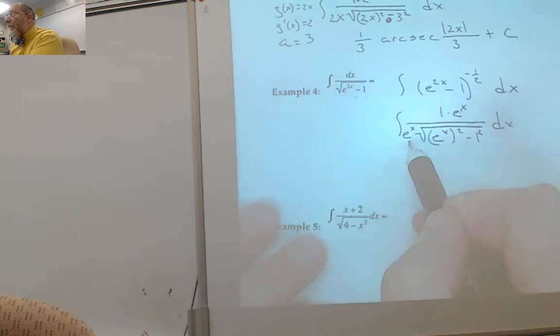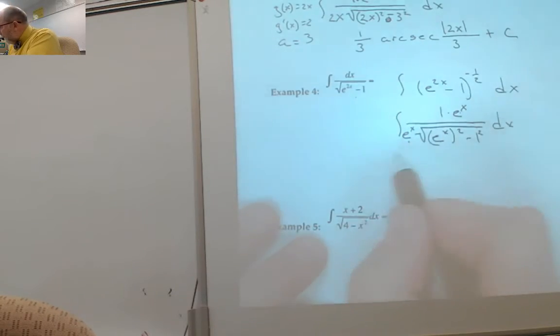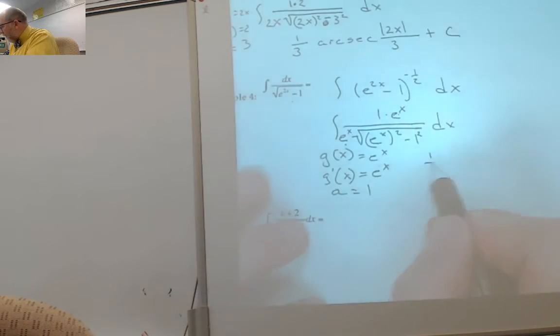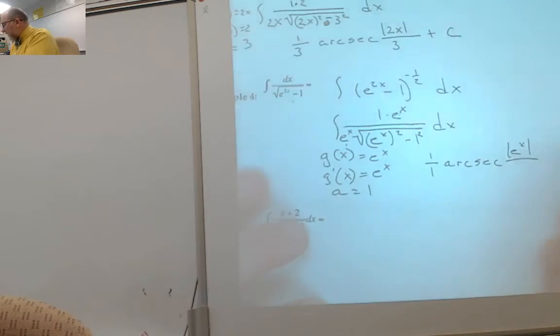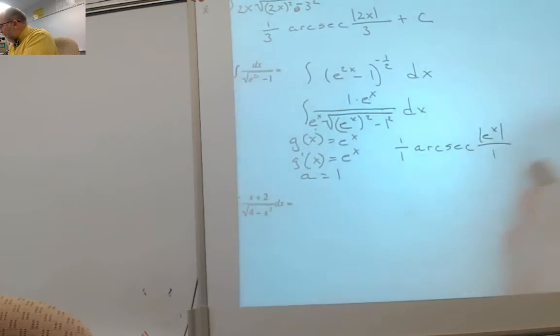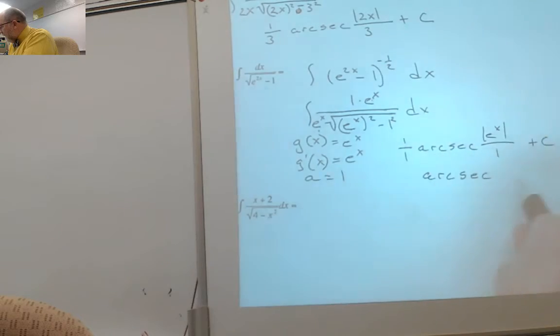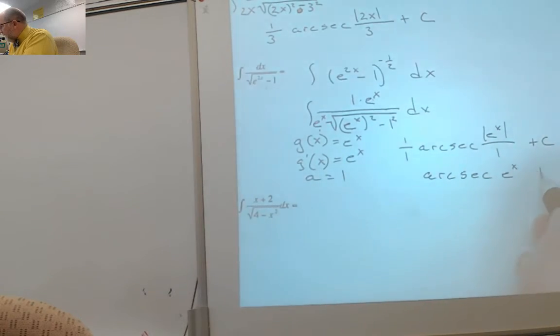Well, now it's in the right form, isn't it? In other words, g of x is equal to e to the x, g prime of x is equal to e to the x, and a is equal to 1. So what does that give me? That gives me 1 over 1 times the arc secant of the absolute value of e to the x, which is dumb because it's always positive, plus c, or the arc secant of e to the x plus c.